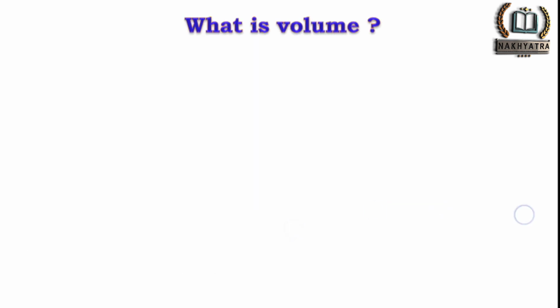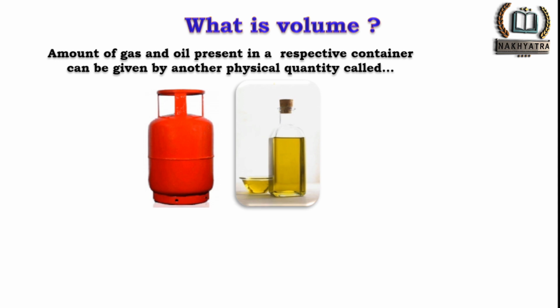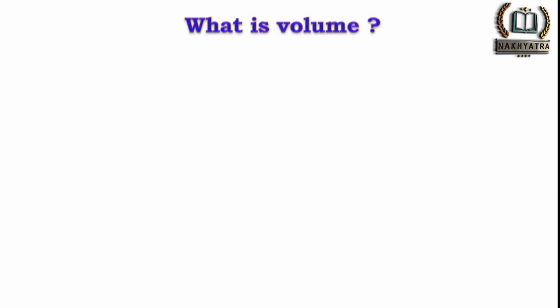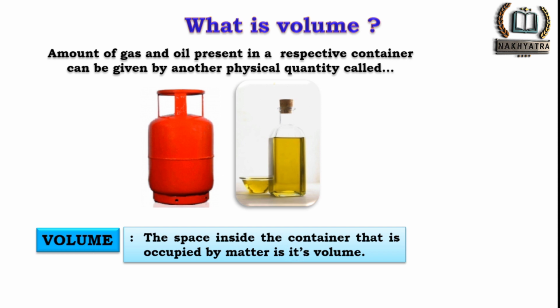Now let us see what is volume. The amount of gas and oil present in a respective container can be given by another physical quantity called volume. Now see the definition for volume. The space inside a container that is occupied by matter is its volume. So the space inside the container occupied by matter is its volume. I hope everyone is clear now what is volume.